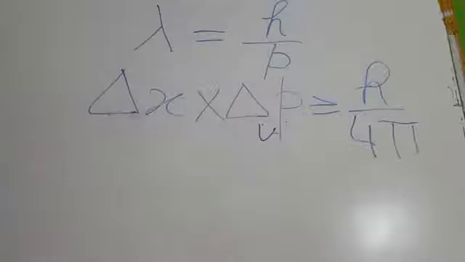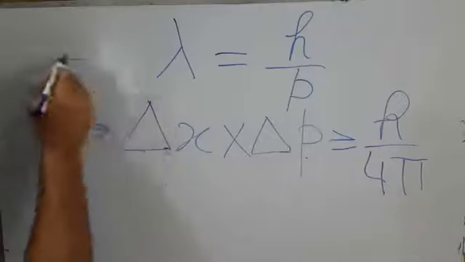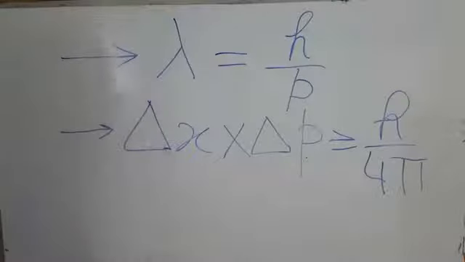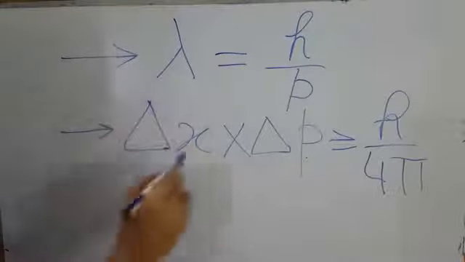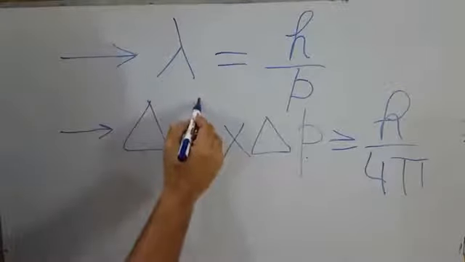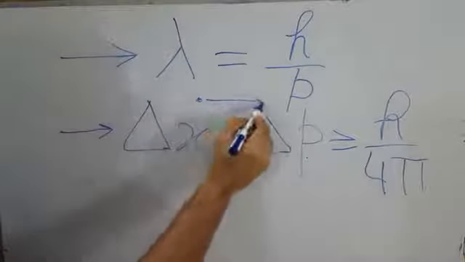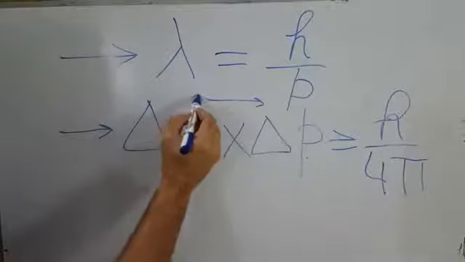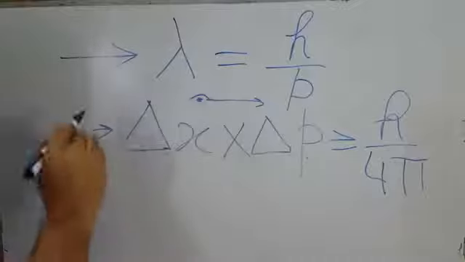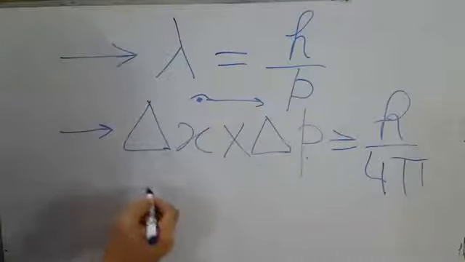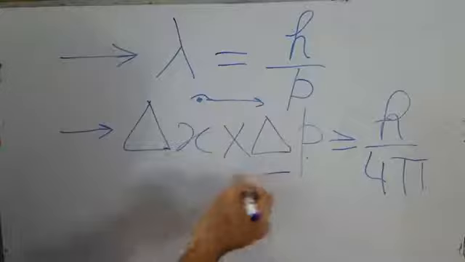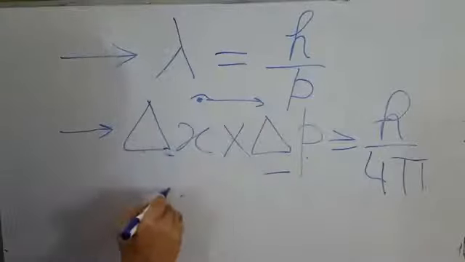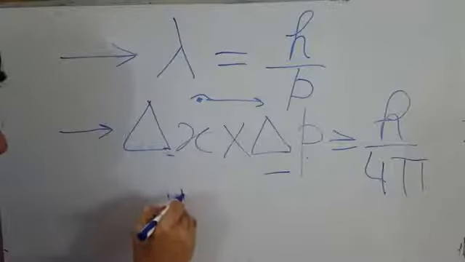That is Heisenberg's uncertainty principle. These two important concepts: whenever a particle moves, it gets associated with a wave, and another point is that when there is a momentum, the position of the particle cannot be exactly specified.